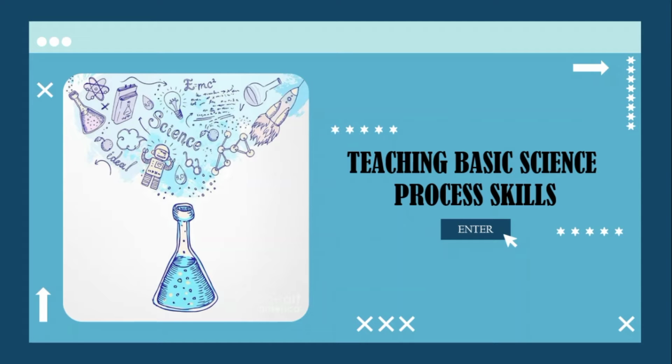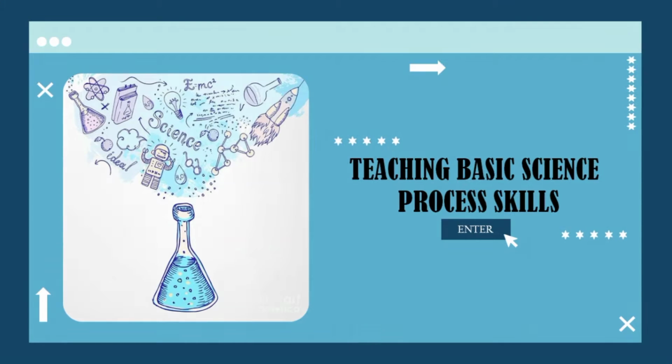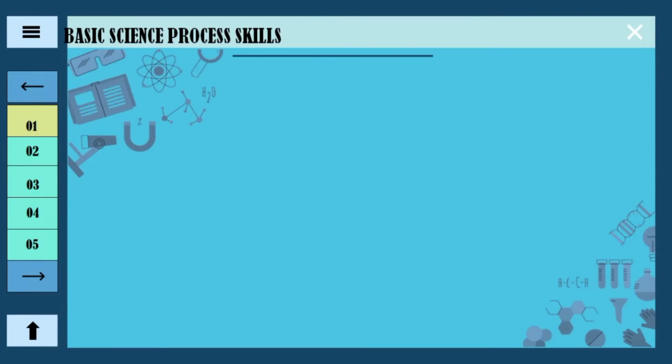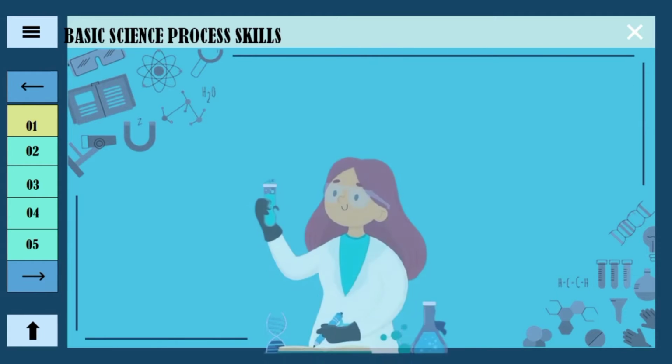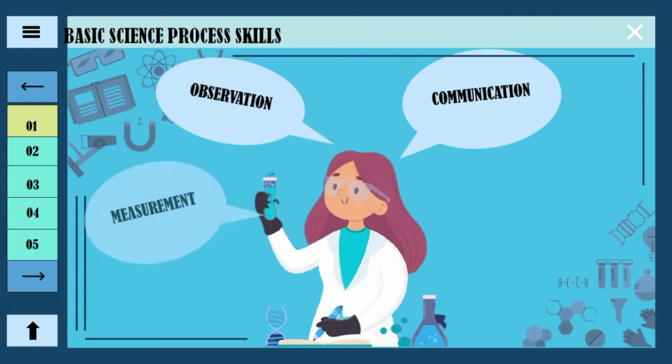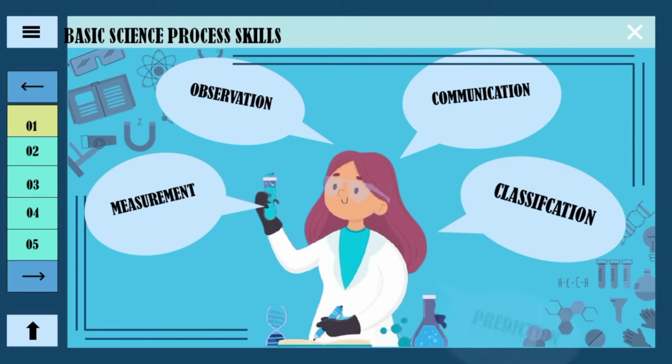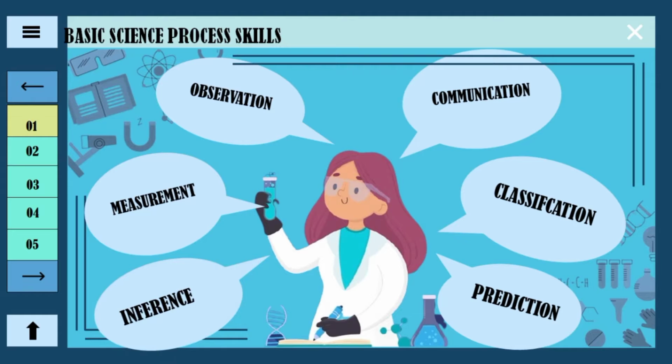teaching basic science process skills. When we interact with our surroundings, we are implementing these 6 science process skills: observation, communication, measurement, classification, inference, and lastly, prediction. Class, as a future teacher, it is your responsibility to help your children develop these skills because it helps children to become active learners. These skills enable them to formulate questions and help them discover the answers.